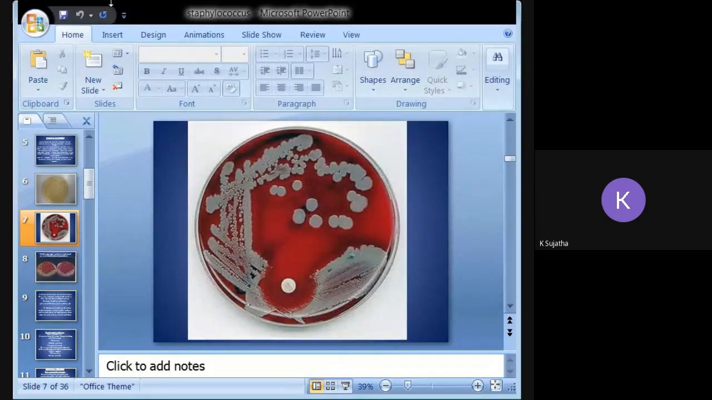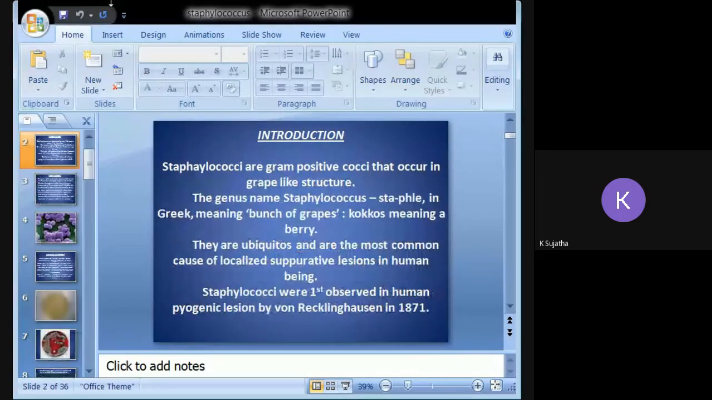Okay, any doubts? Staphylococcus aureus, a first introduction. What is the bacteria and which type of disease? This is the introduction. Which type of disease is caused by this bacteria? Tell.